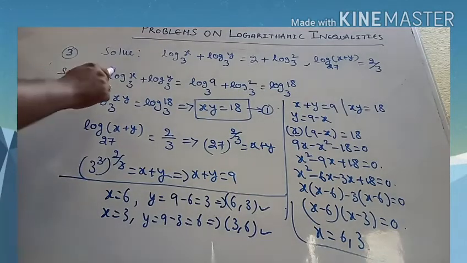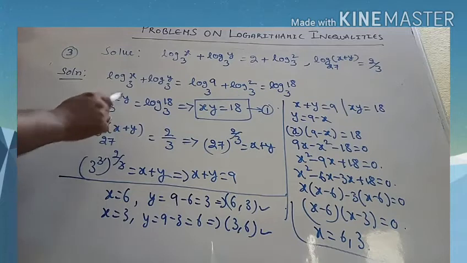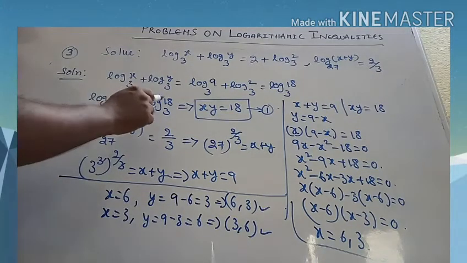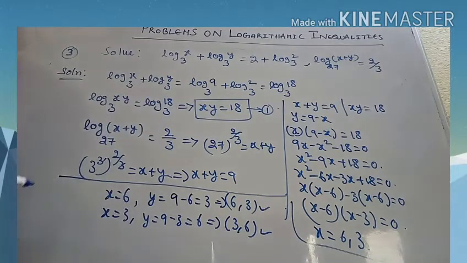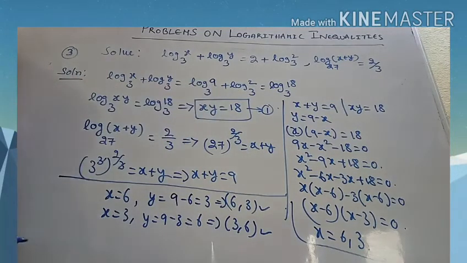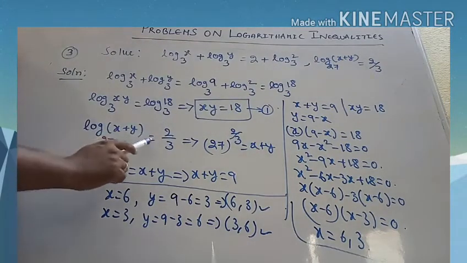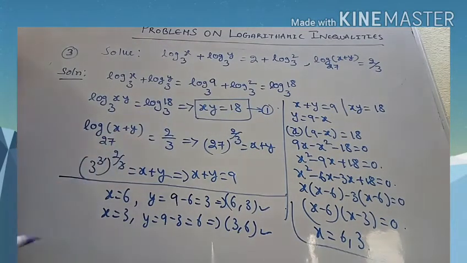Now log x to the base 3 plus log y to the base 3 means log xy to the base 3. This is equal to log 18 to the base 3. That means you have got xy is equal to 18. Xy is equal to 18. Now the other equation is log x plus y to the base 27 equal to 2 by 3.